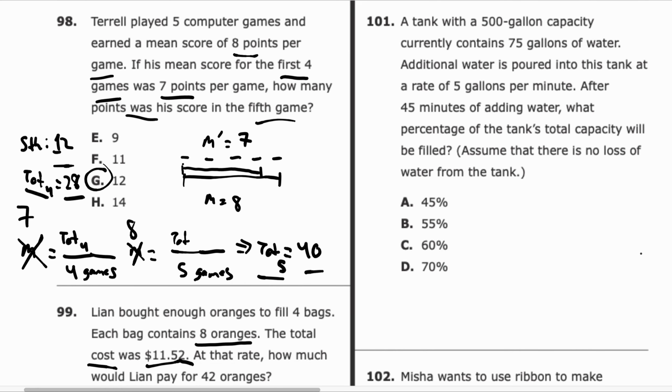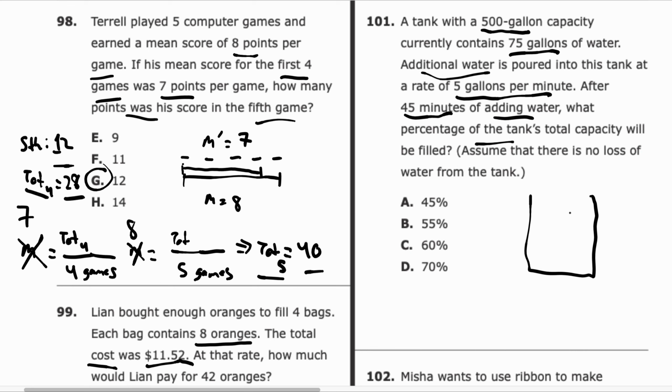Okay. So we have a tank with 500 gallon capacity, and it contains 75 gallons out of the 500. Okay, additional water is poured into the tank at a rate of 5 gallons per minute. After 45 minutes of adding water, what percentage of the tank's total capacity will be filled?